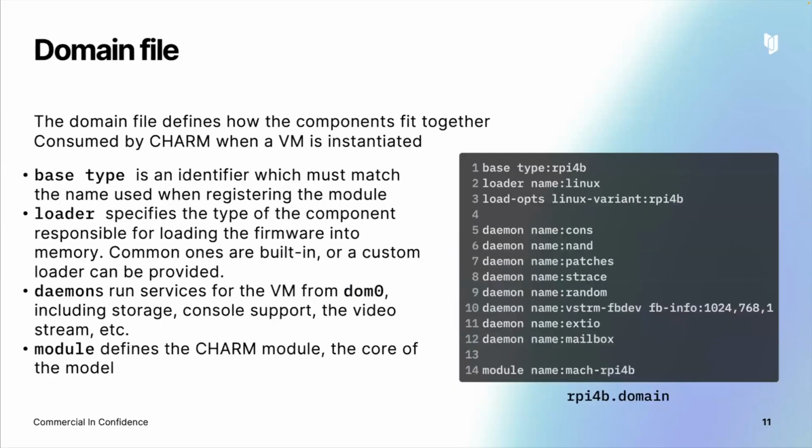The domain file aggregates everything needed to create the VM, essentially naming all of the other necessary components and some configuration. The file defines the type of the model, in this case, RPi4b. When creating a VM, this is the name that's used to tell CHARM what to create, and this will generally be the same as the file name prefix. So this file is rpi4b.domain. The file then enumerates all the other components, including the loader, daemons, and then the CHARM module itself.